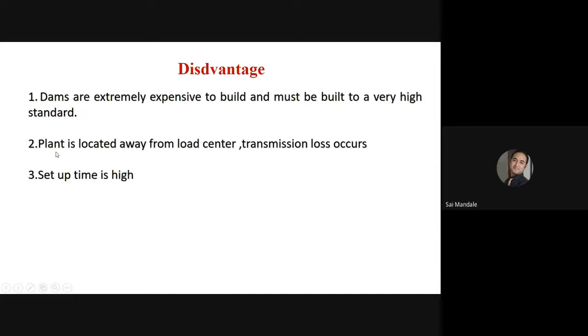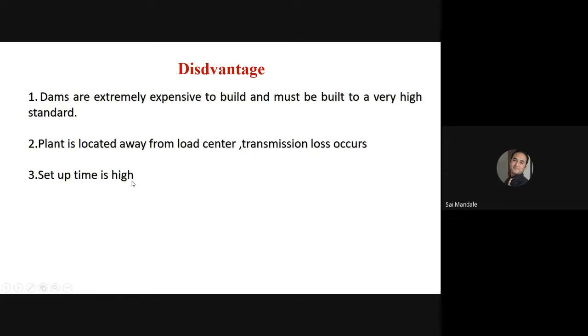The second is that the plant is located away from the load center. Like we are living in Nasik, and the dam is constructed 30, 40 kilometers away from the city. So it is located very far from the load center. To carry the electricity from the plant to the city, there are transmission losses. So we have to face the transmission losses.